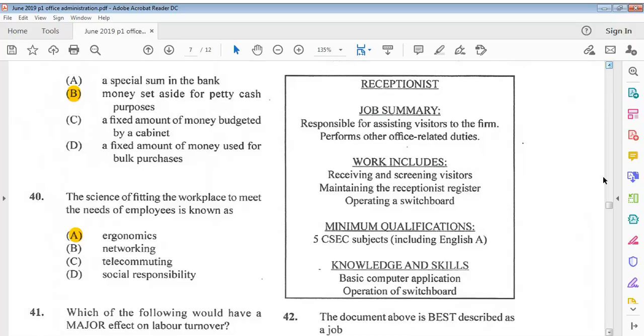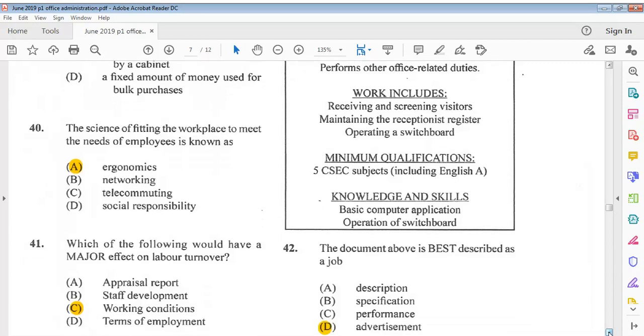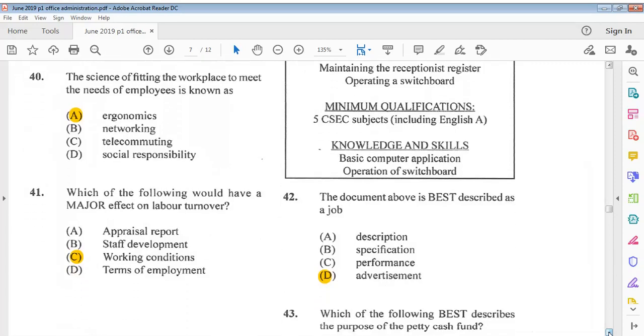All right, so here we have our document. It gives us the position that is being advertised for, the work, what it includes, the qualification, the knowledge and skills. So 42 says, the document above is best described as a job, A, description, B, specification, C, performance, or D, advertisement. It's quite obvious that it's a job advertisement. So the answer would be D.